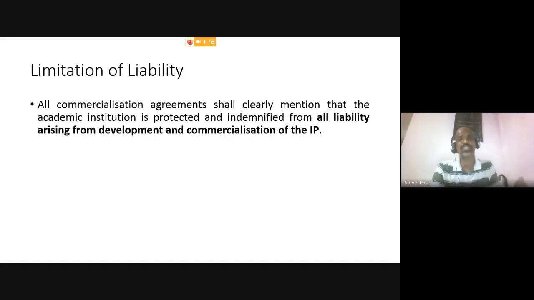That is the limitation of liability. For example, when you give a license to an industry, and they make products out of these inventions, and there is any kind of defect or service obligation, the academic institution doesn't have any liability. It is the industry or the person producing or commercializing the product who has the liability to provide service or replace, etc.